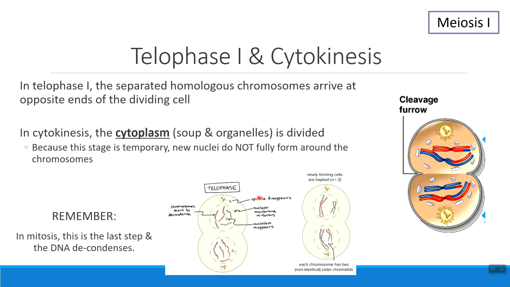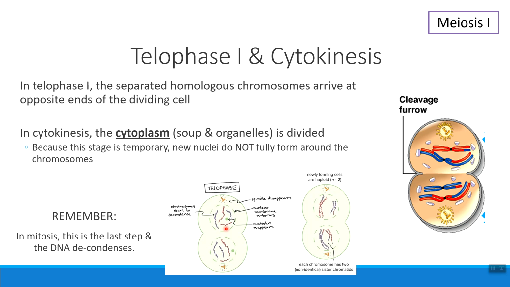This is very different when we compare to telophase in mitosis, because when we reach telophase in mitosis, that's the end of the road. No more division happening. So when we reach telophase in mitosis, we're going to build that new nuclear membrane, and our chromosomes are going to completely loosen up, allowing the cell to go on with its normal life.